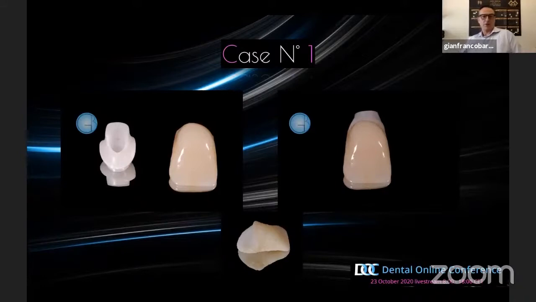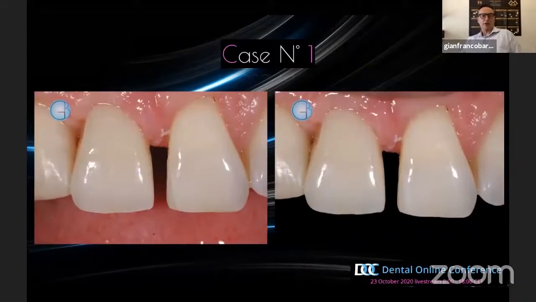It is not the theme of this conference, but we have to pay really close attention to layering these ceramics, because this central incisor is in an aesthetic zone, and we have to take care about this. It's really important. This is the final result.